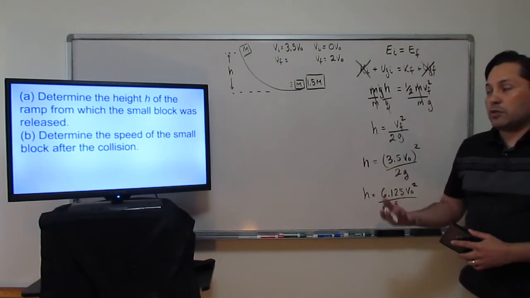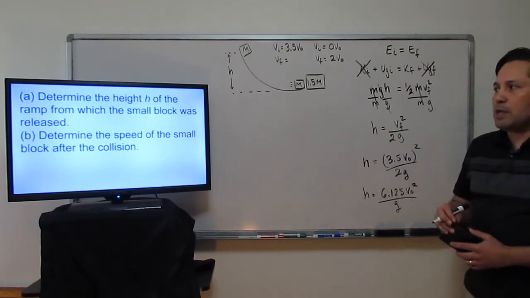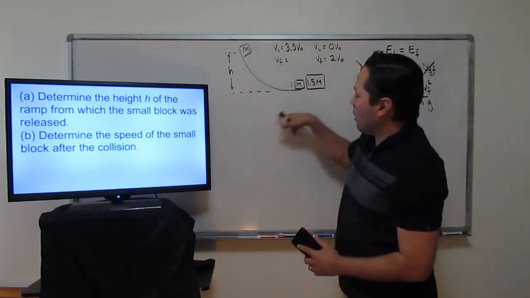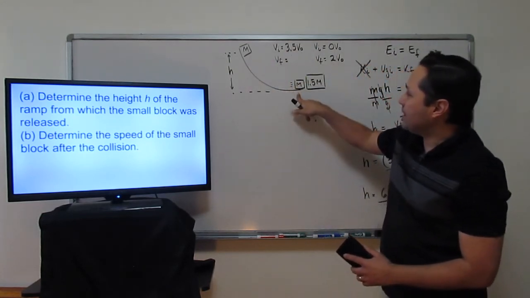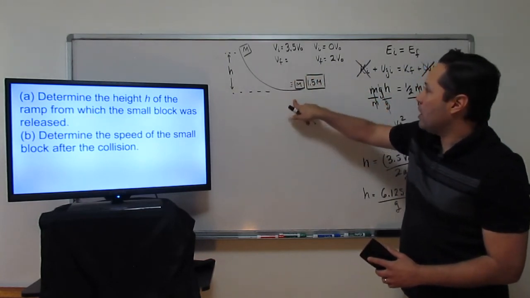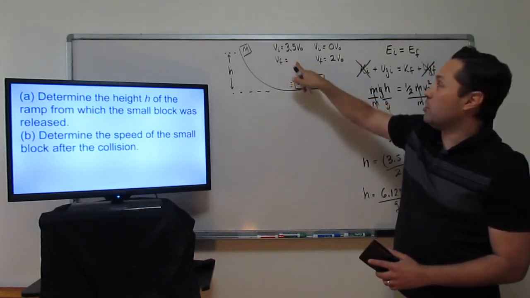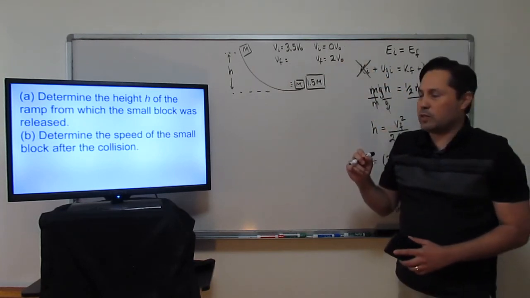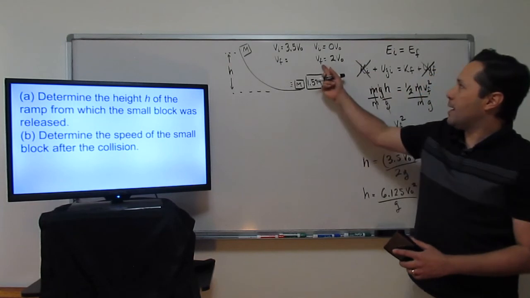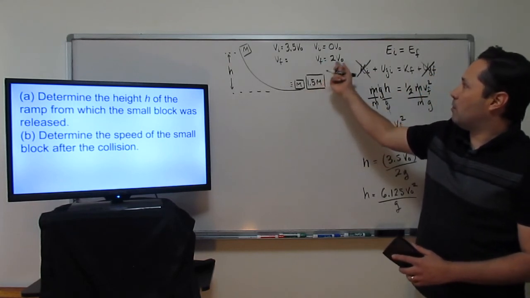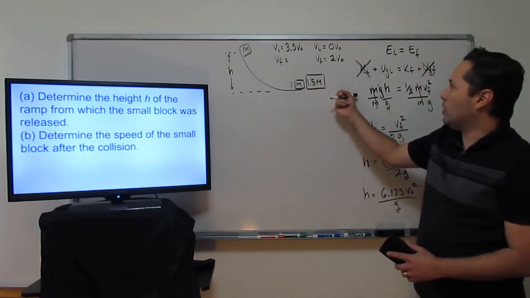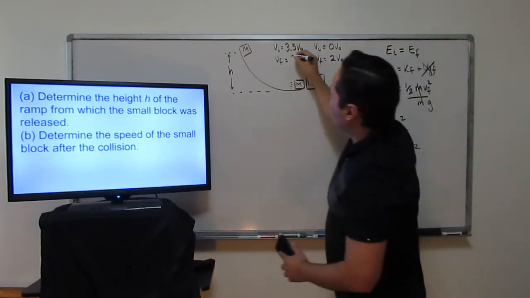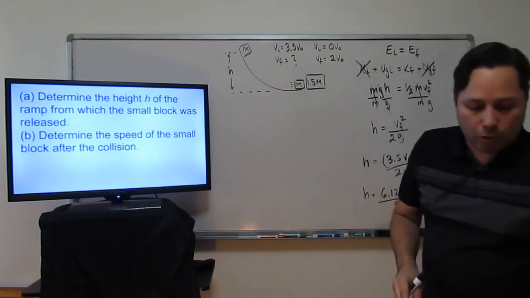In part B, they ask us a follow-up question: determine the speed of the small block after the collision. So now we're going to look at the whole thing. We know its velocity the instant before it crashes was 3.5 VO. Now they want to know the velocity after the collision. Initially, this larger block is at rest, so it's 0. And this one, it's given to us, 2 VO after the collision. So that's the velocity final. Again, we're looking for the velocity final of the smaller block.